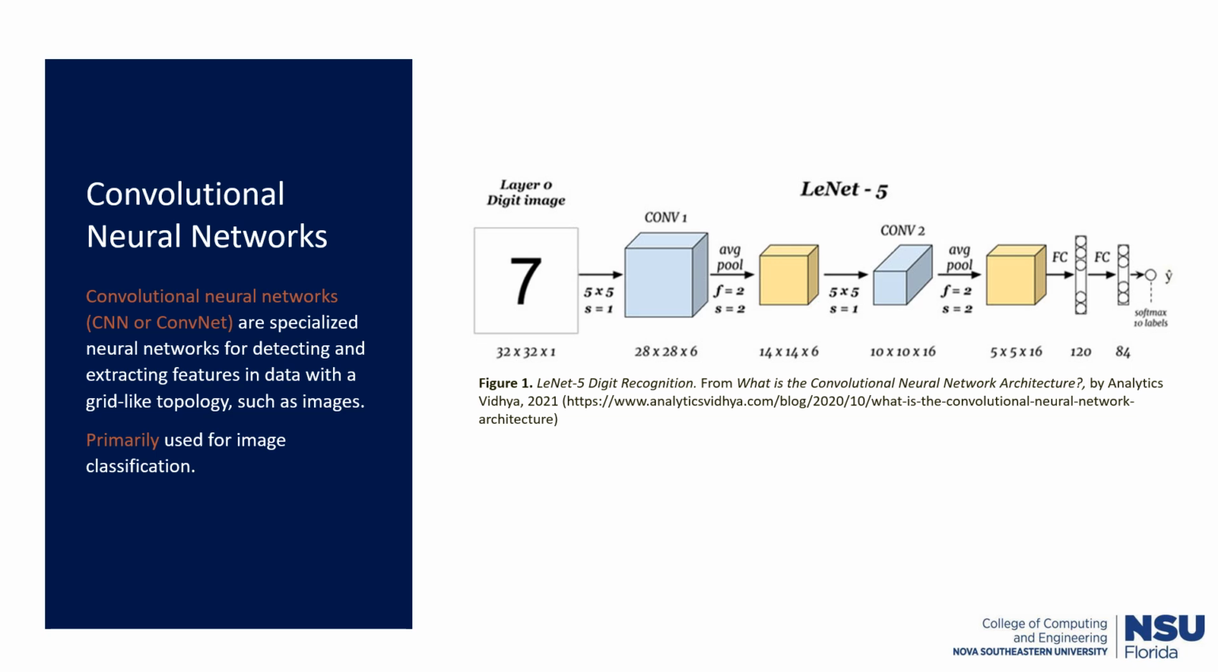So, what are convolutional neural networks? Well, these are specialized neural networks that are used for detecting and extracting features from images or any feature that has a grid-like topology. Typically, they are used for image classification.